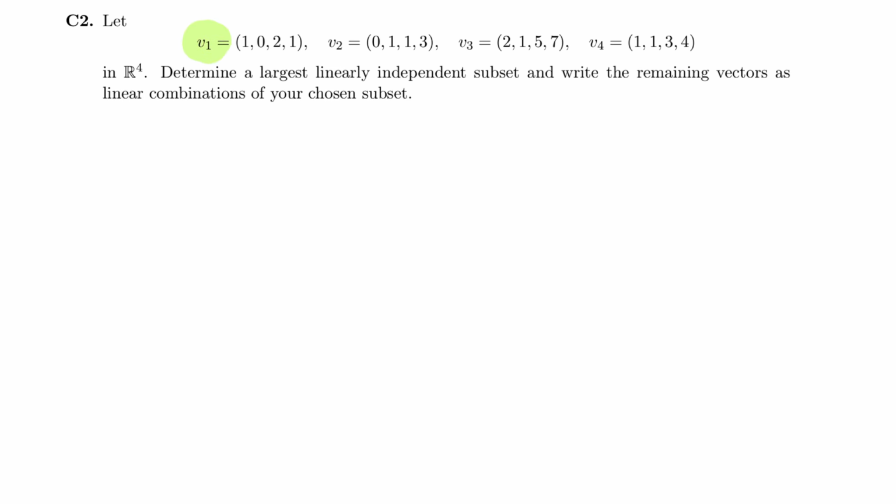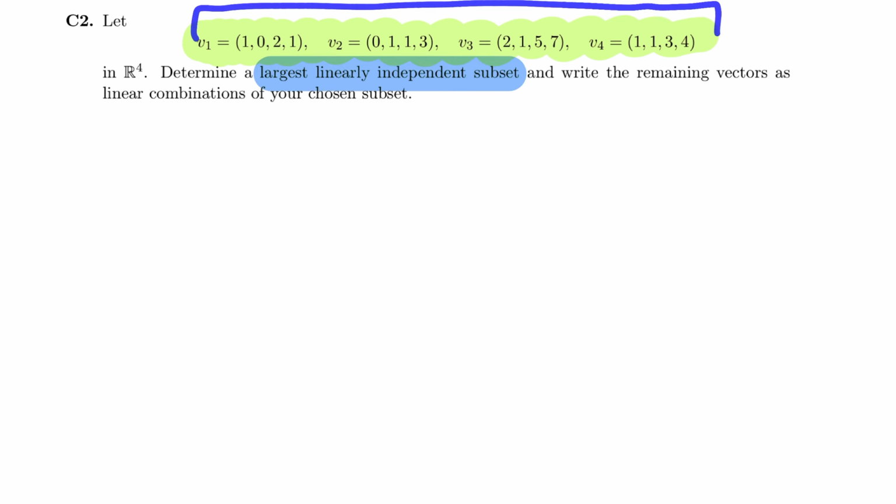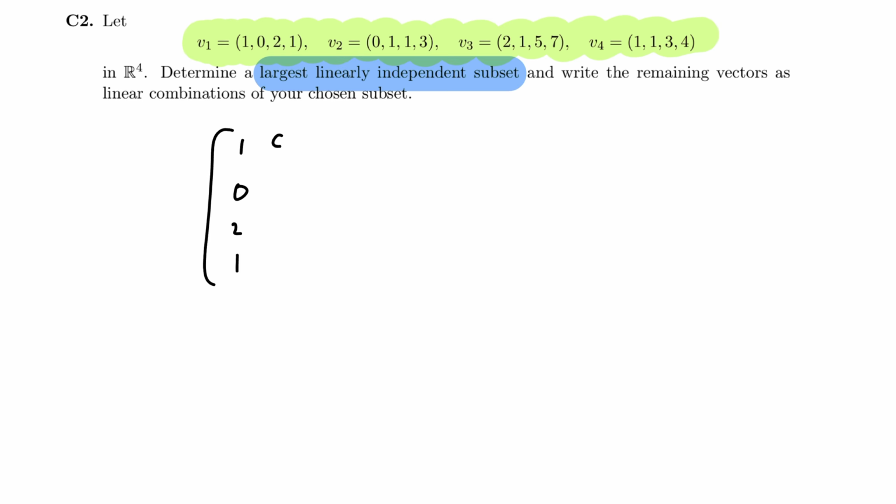In this question, they give you 4 different vectors, and they want you to determine the largest linearly independent subset of this. This set they're sort of hinting at is dependent already, and I want to reduce this set to find the largest independent set I can create. So I'm going to throw this in a matrix, writing these column-wise. Then I'm going to look to row reduce this and try to get the identity matrix out of this.